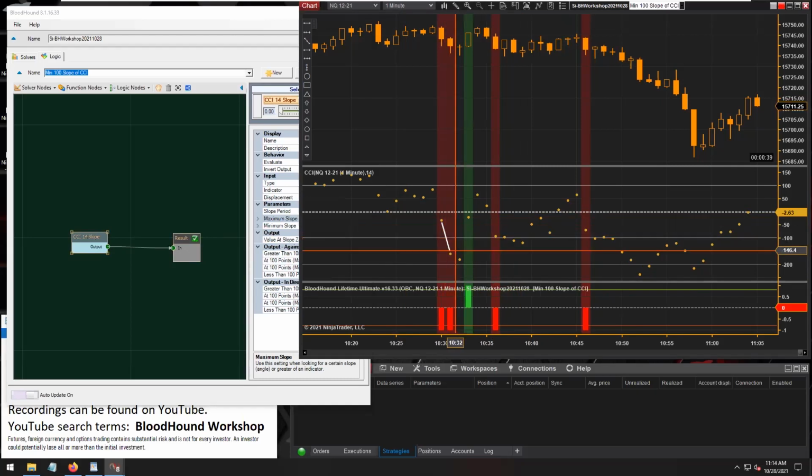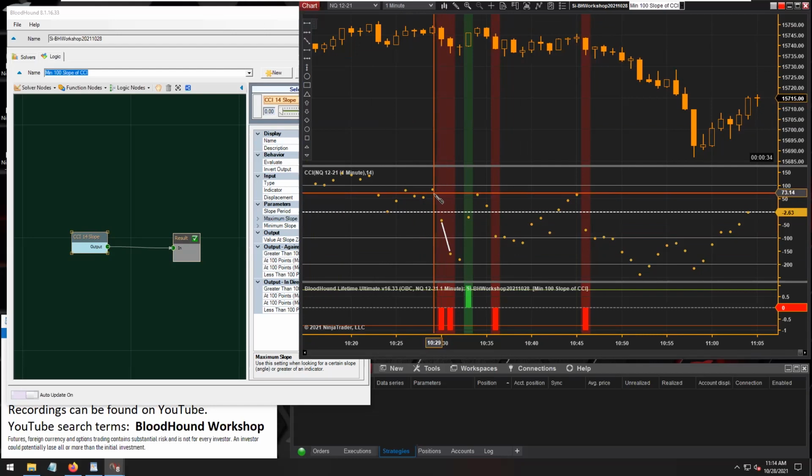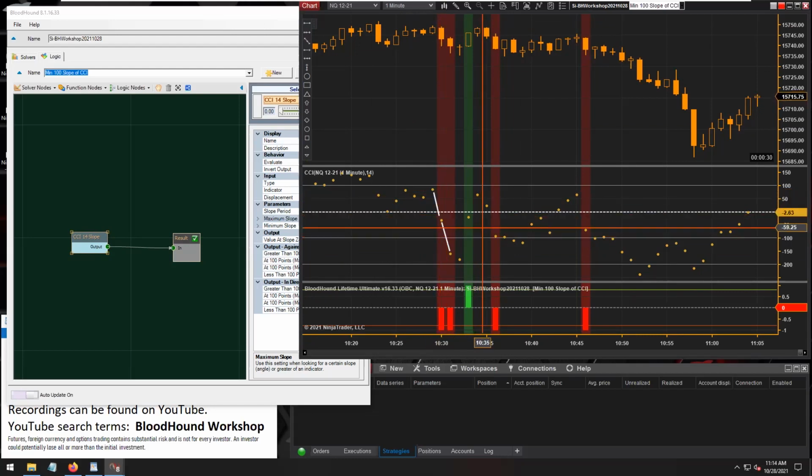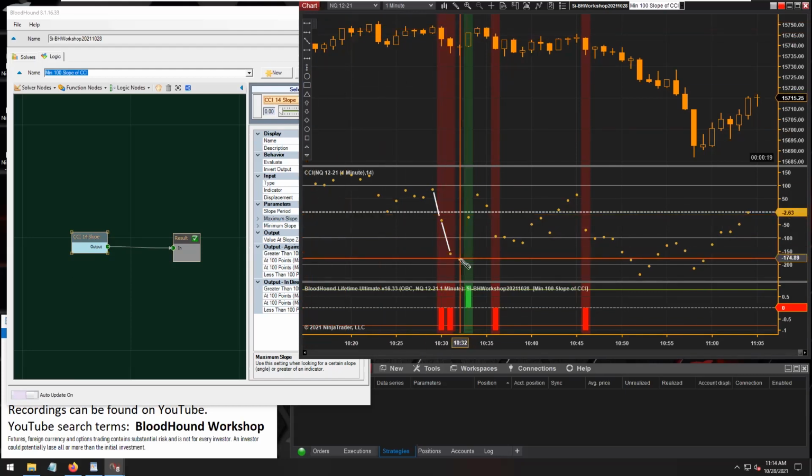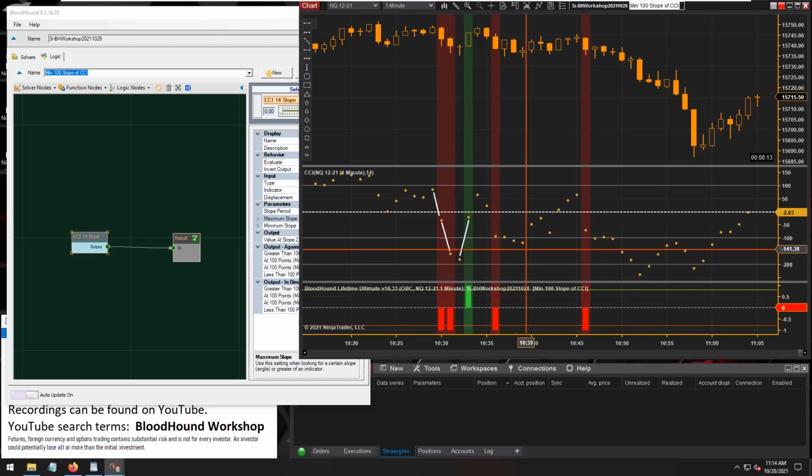And so now we can see, whenever the CCI moves greater than 100 points, we're going to get either a short signal for a movement down, or a long signal for movements upward, like so. And that's it.